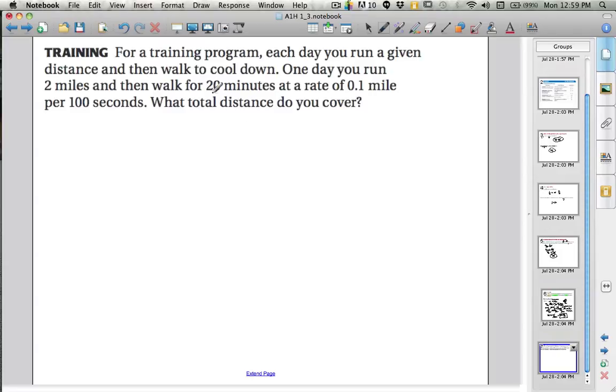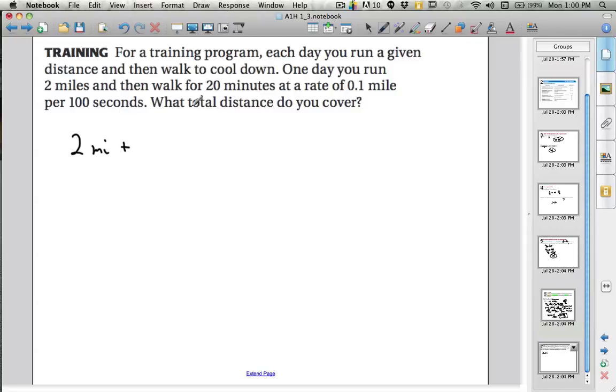Okay, one final example here. For a training program, each day I run a given distance and then I walk to cool down. One day I run 2 miles and then walk for 20 minutes at a rate of 0.1 miles per 100 seconds. What total distance do I cover? So I'll have 2 miles plus 20 minutes at 0.1 miles per 100 seconds.